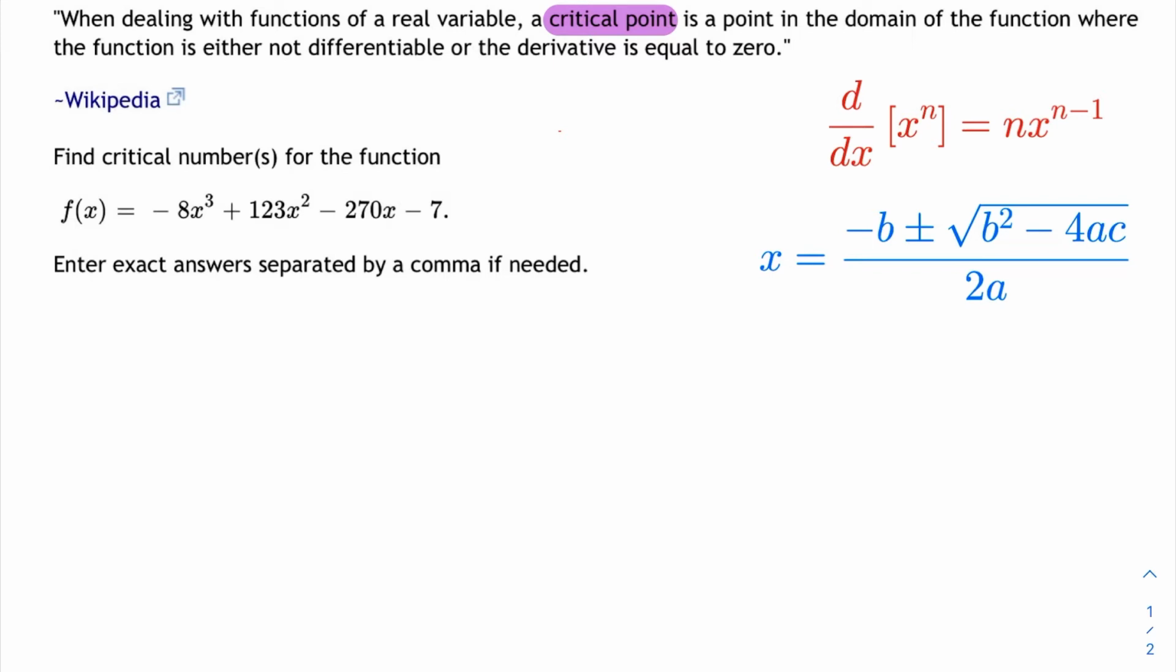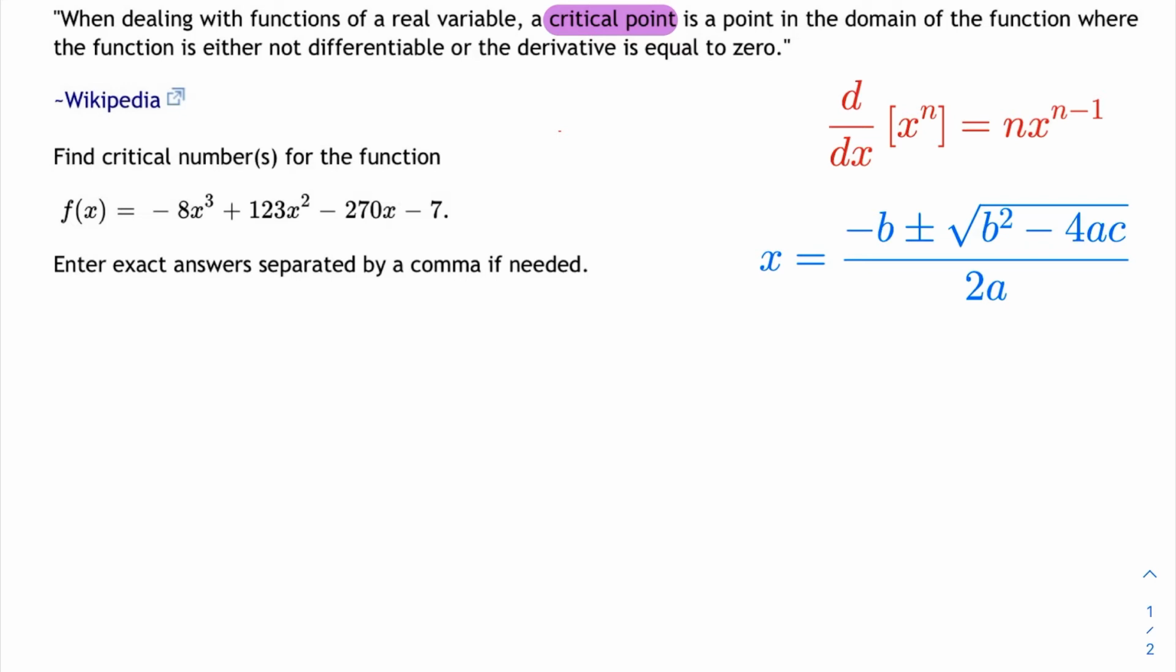So let's find the critical points for this function f of x equals negative 8x to the third plus 123x squared minus 270x minus 7. Alright, well, in order to take this derivative, we're going to have to use the power rule for power functions.